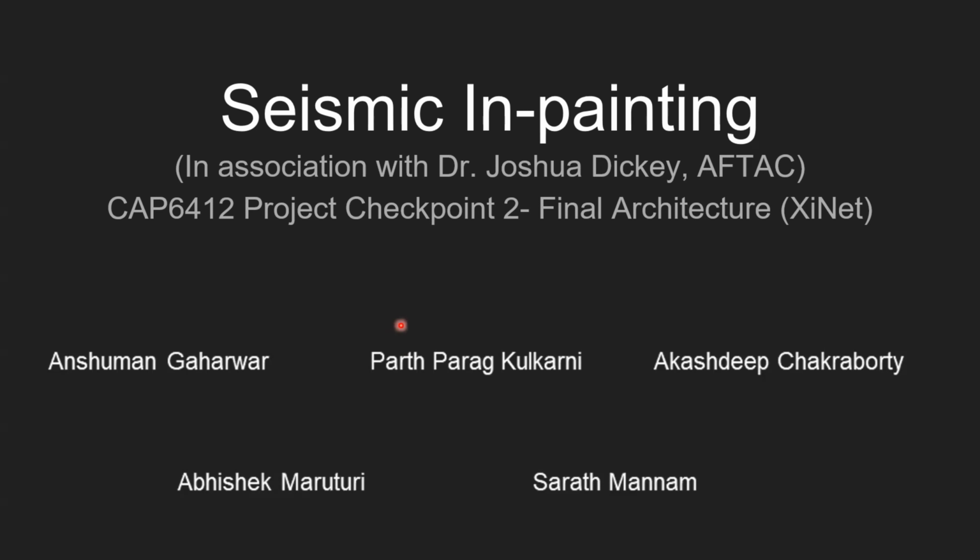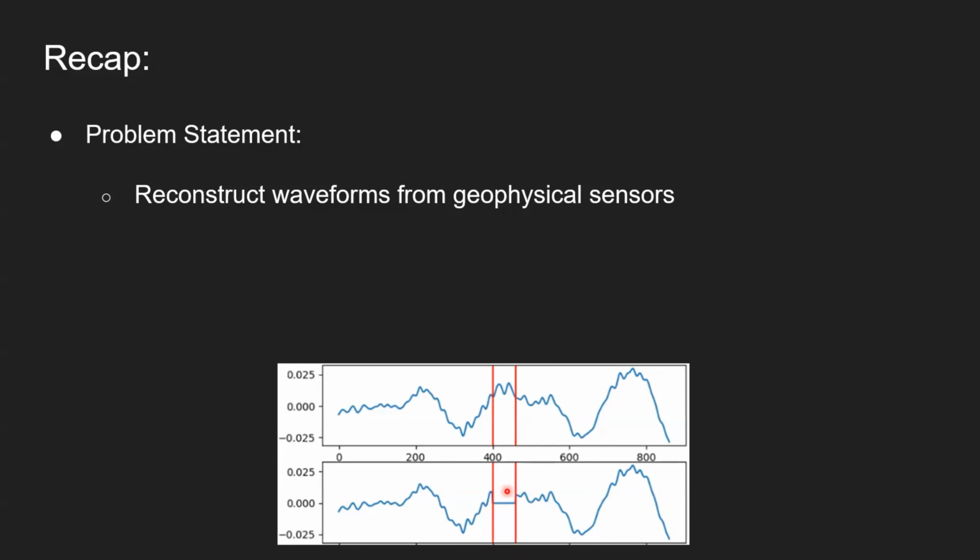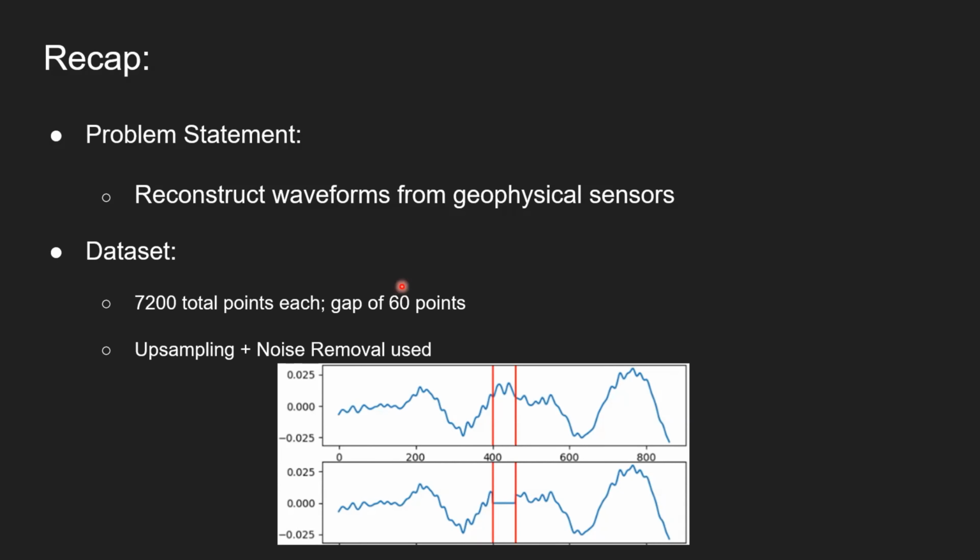Today Shuman and I from Group D will present the checkpoint 2 updates for our project called Seismic Inpainting. This project is in association with FTAC. Through a quick recap, our problem statement was to reconstruct waveforms coming from geophysical sensors. So basically, if the second graph is given as the input, we try to bring it back to the ground truth, which is the first graph. We had a data set of 7,200 points, and we did upsampling and noise removal on those.